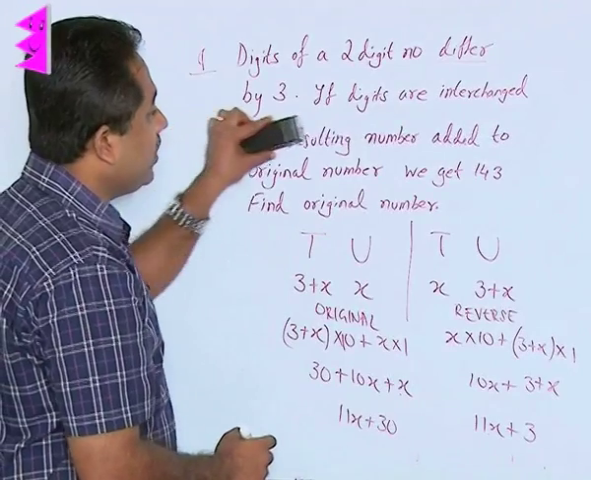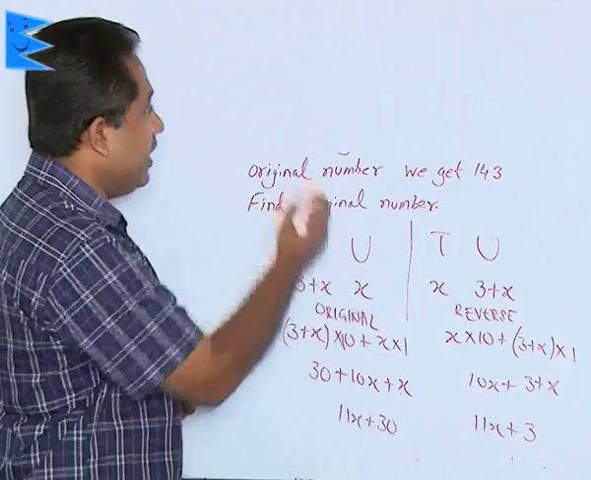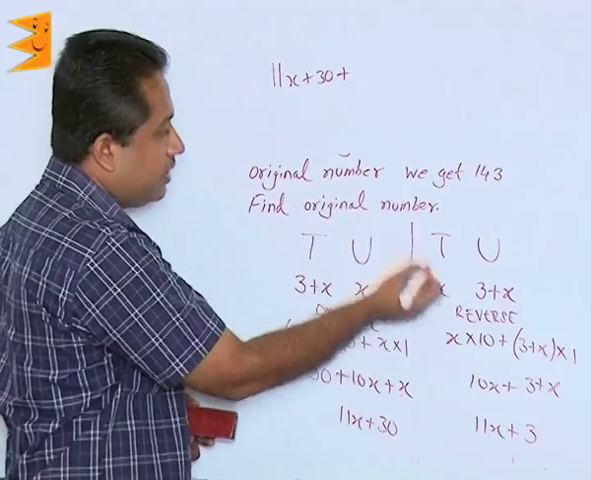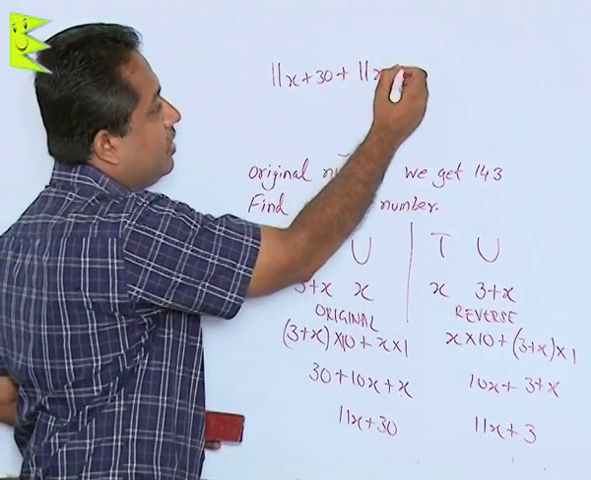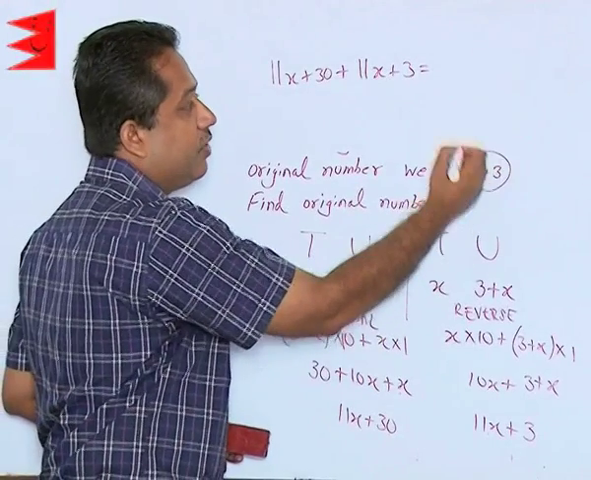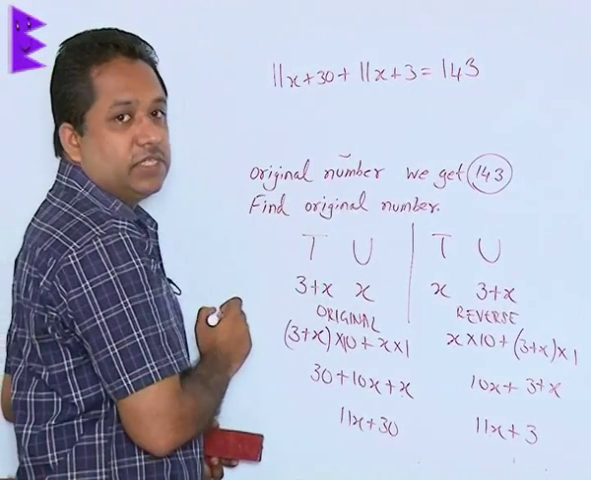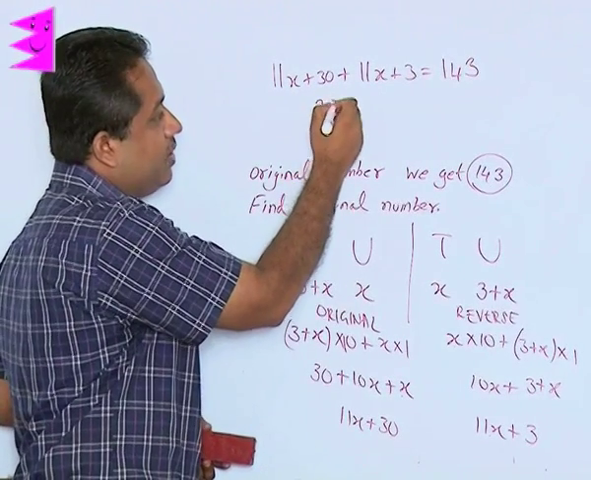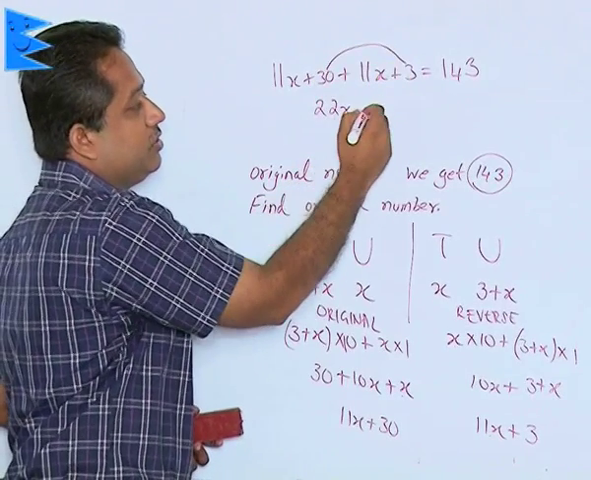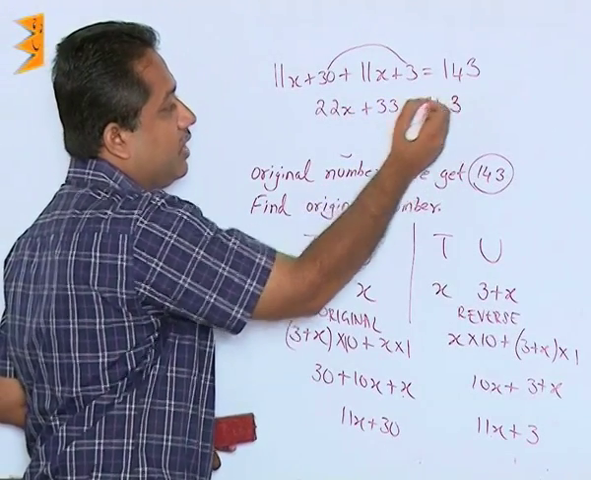So, let us form the equation now. The equation will be original number, that is 11x plus 30, plus the reverse number, that is 11x plus 3, and the total of this as per the question is 143. So, we have 11x and 11x which are like terms. The like terms will be added, we get 22x, 30 and 3 are the constant like terms. So, we get 33 here is equal to the RHS 143.